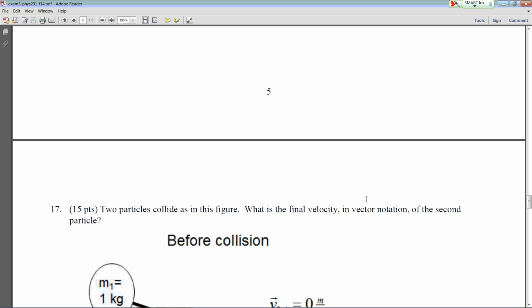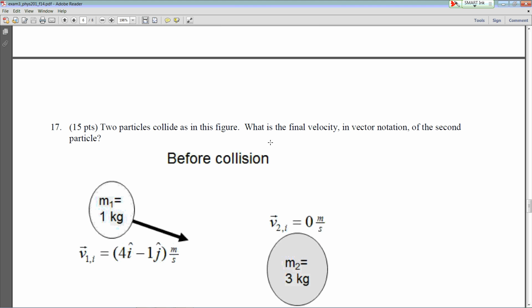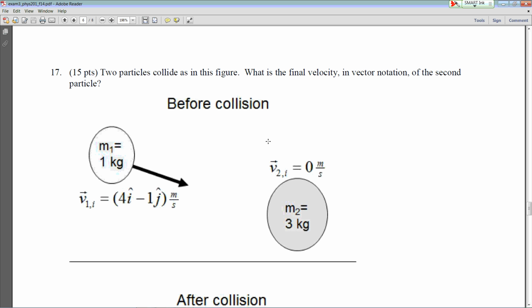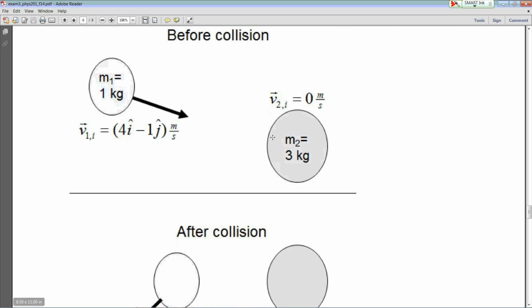16. You okay on these collision problems? Initial momentum equals final momentum. I think these are fairly straightforward.